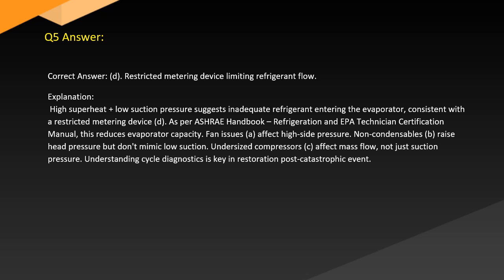Answer. Correct answer: D. Restricted metering device limiting refrigerant flow. Explanation. High superheat plus low suction pressure suggests inadequate refrigerant entering the evaporator, consistent with a restricted metering device, D. As per the ASHRAE Handbook, Refrigeration and the EPA Technician Certification Manual, this reduces evaporator capacity.